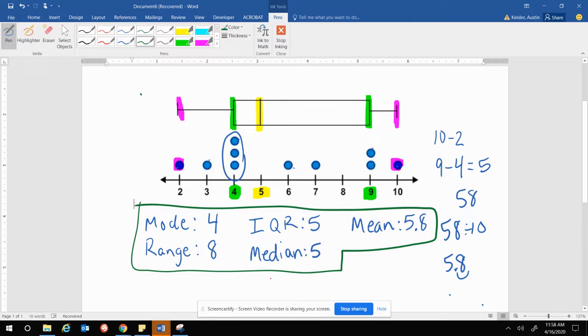All right, so that's how you're doing your assignment today. There's certain things you might have to look on a dot plot for, and there's certain things that you might have to look on a box plot for.